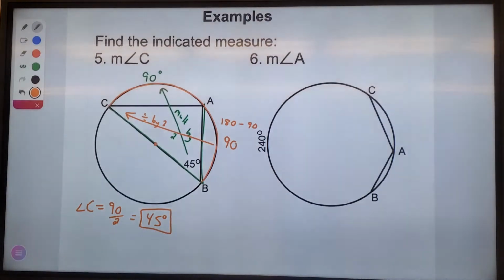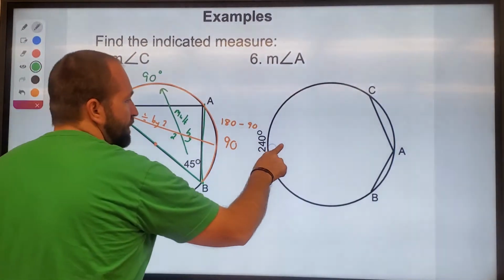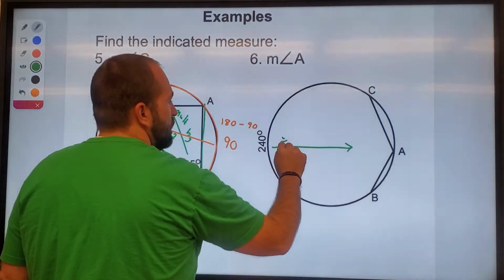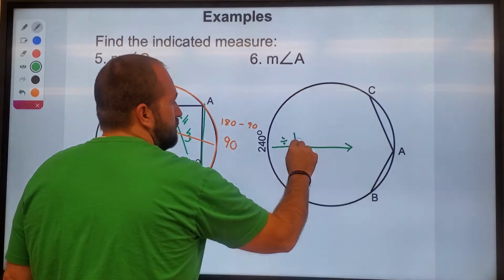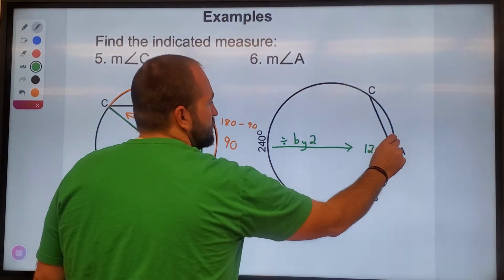All right. Number 6. Find the measure of angle A. Again, here I give you the direct link. It's right there. The arc is 240 degrees. So if I work my way in here, I'm going to just divide by 2, which gives me 120 degrees.